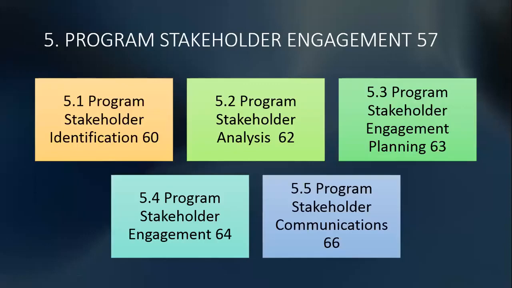Going over to chapter 5, this is where we talk about program stakeholder alignment. This is another fun topic. In fact, I have a book about this coming out hopefully very soon about stakeholder engagement at all levels, be it the portfolio, the program, or the project. But here we look at 5 dimensions. We look at stakeholder identification, stakeholder analysis, stakeholder engagement planning, stakeholder engagement, and stakeholder communications across the program.